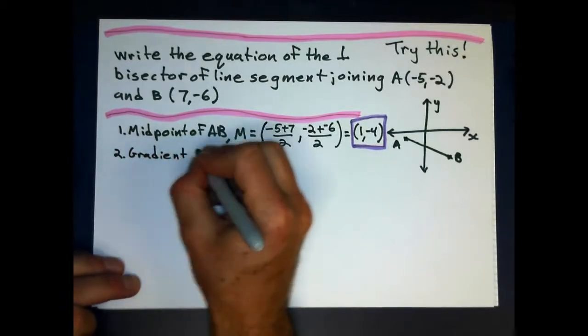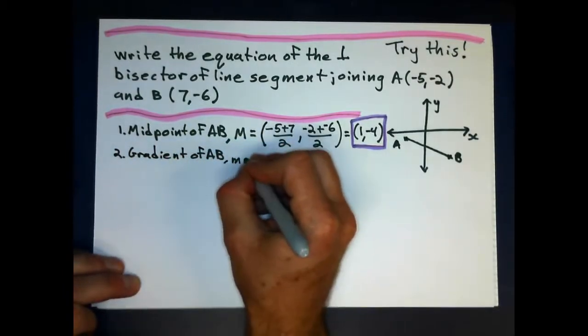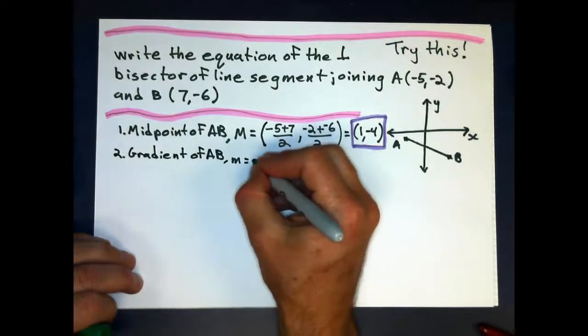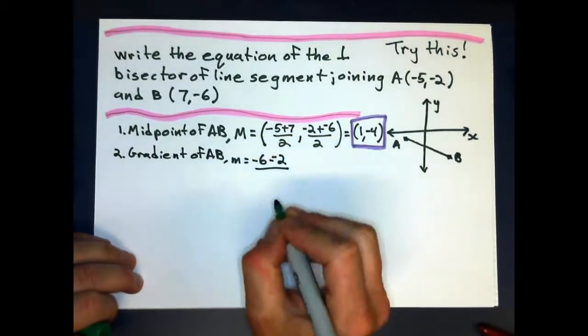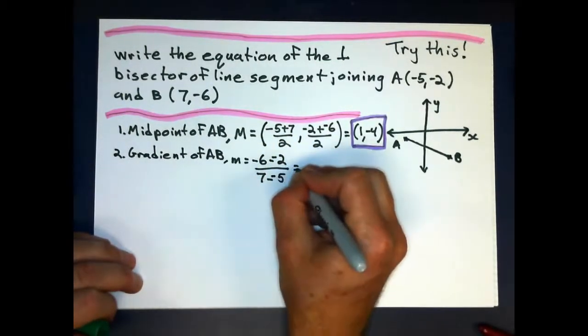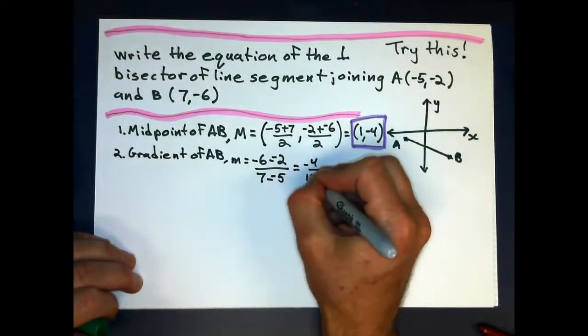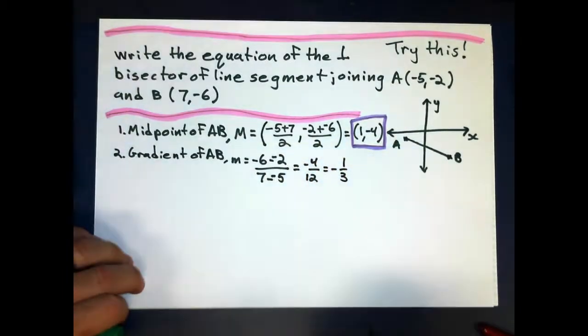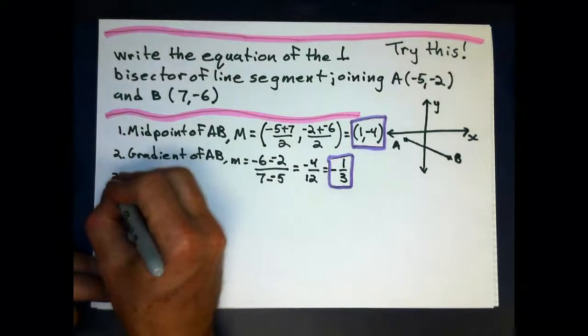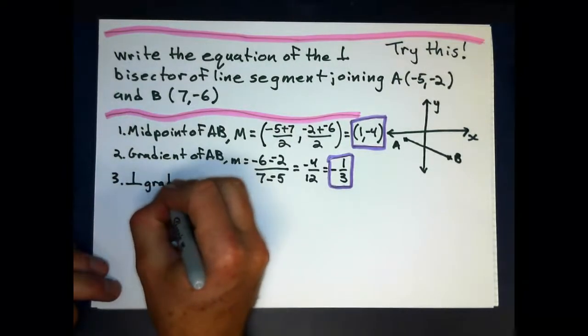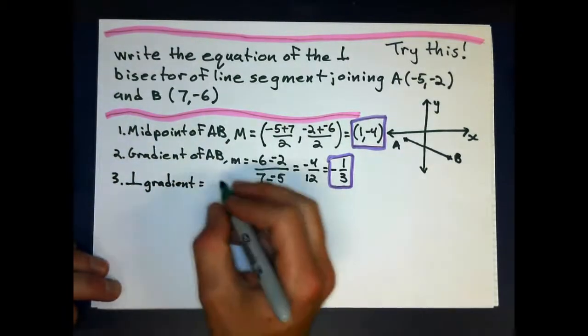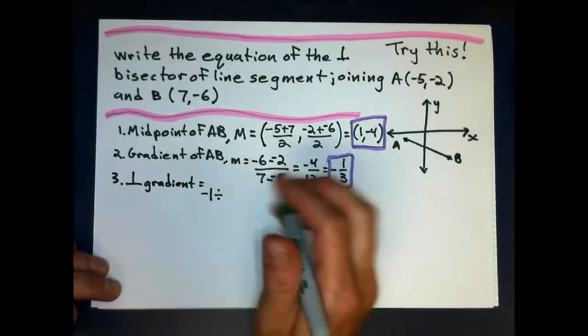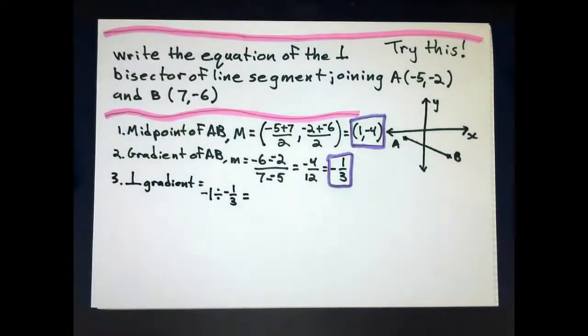Next up is the gradient of the line, a gradient of AB. Lowercase m, the gradient is change in y over change in x. So -6 minus -2 over 7 minus -5 gives me -4 over 12. Let's call that -1/3. Perpendicular gradient is the opposite reciprocal. It equals -1 divided by that gradient, of course, which is just 3.